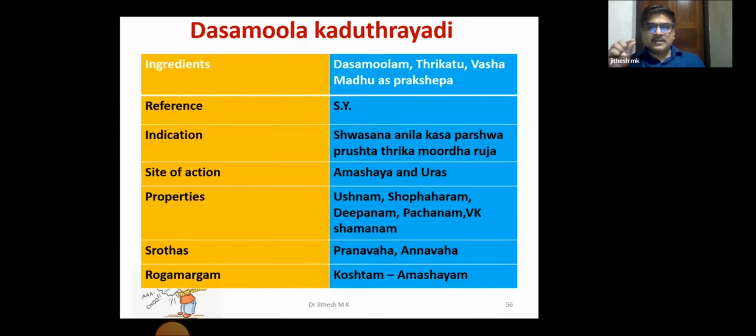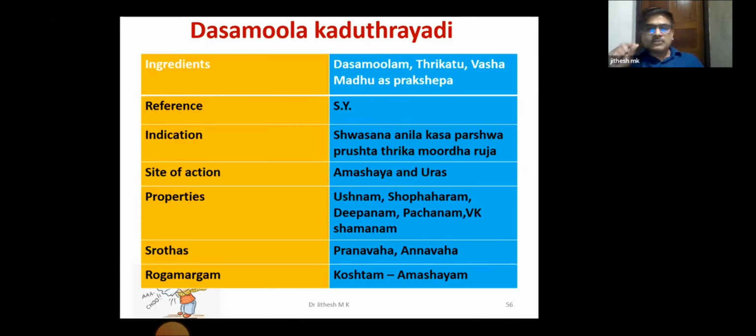Dasamula Kataryadi Kashaya, Savrishaireva Makshika Praveda, Swasa, Anila, Kasa, Parsha Prishta Trigamurdha Rujatsu Sampravishta. Almost Vyagradi and Dasamula Kataryadi have some similarities and some differences. What are they? That we will see. Here the yoga is explained in Sahasra Yoga only. So here also the site of action is Amashaya and Urus. The properties are Ushna, Deepana, Pachana, again Vata Kapha Samana. Almost all similar to the Vyagradi.